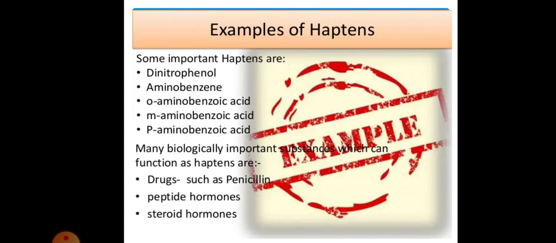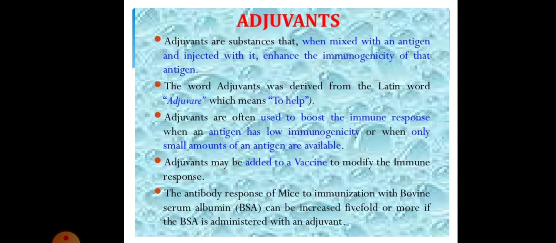Dinitrophenol also acts as a hapten molecule. Aminobenzene, O-aminobenzoic acid, M-aminobenzoic acid and P-aminobenzoic acid. These are good examples of hapten molecules. There are many biologically important substances which can also function as haptens. For example, drugs such as penicillin, peptide hormones and certain steroid hormones are also biologically important active hapten molecules which can initiate the activation in immune cells.